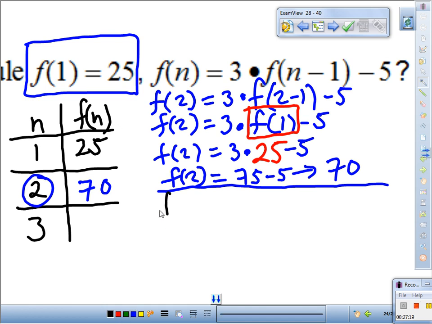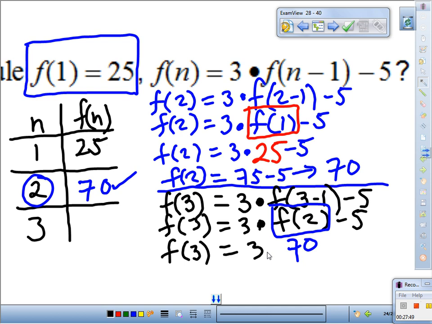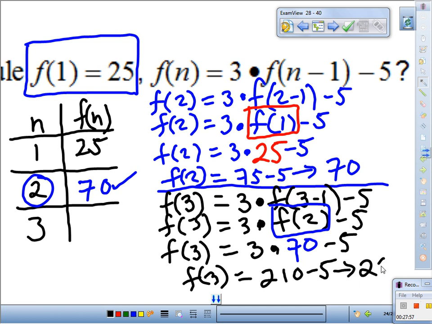They're asking me for f of 3 equals 3 times f of 3 minus 1 minus 5. F of 3 equals 3 times f of, what is 3 minus 1? That's 2. At this point, I need to substitute because I already subtracted. So what is f of 2? It's right there. It's 70. Therefore, f of 3 equals 3 times 70 minus 5. F of 3 equals 210 minus 5, which is 205, and that goes right there.